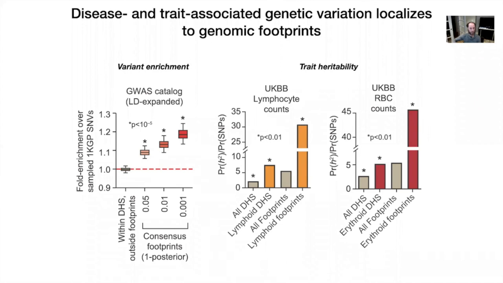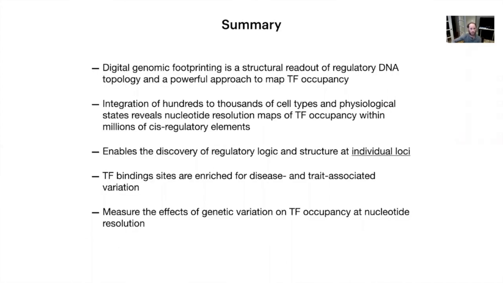DNA. To wrap up, digital genomic footprinting is a structural readout of regulatory DNA topology and an incredibly powerful approach to map transcription factor occupancy. We've made some computational advances to integrate hundreds to thousands of different cell types and to build nucleotide resolution consensus maps of transcription factor occupancy within millions of cis-regulatory elements. Digital genomic footprinting also enables the unbiased de novo discovery of regulatory logic and structure of individual loci. Using this approach, we can measure the effects of genetic variation on TF occupancy at nucleotide resolution.